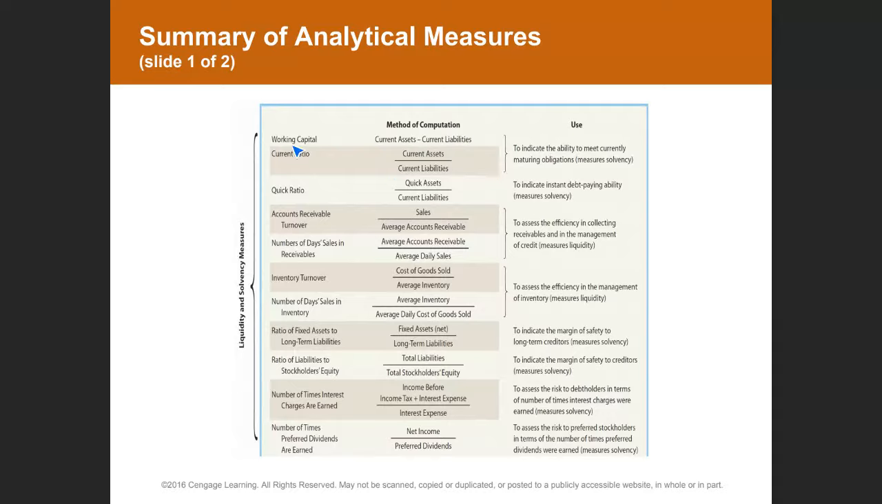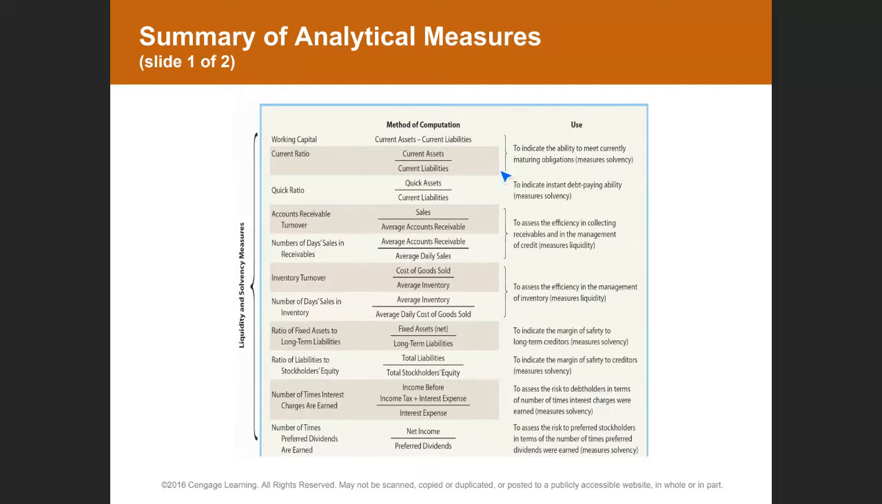In this first one, working capital, to compute working capital, we take current assets minus current liabilities. That gives us our working capital. This calculation is used to indicate the ability to meet current maturing obligations. It measures our solvency.